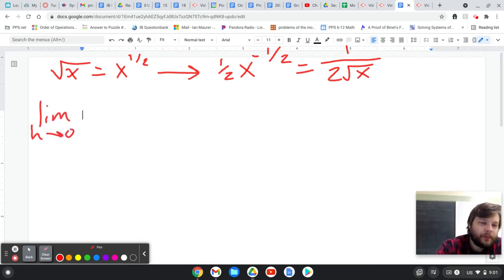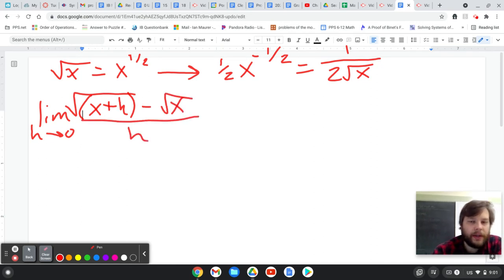So we have the limit as h approaches 0 of square root of x plus h, minus square root of x, over h. And the key thing here is wishful thinking, noticing that we want to have two square roots of x in the denominator. And so in order to do that, I'm going to multiply by square root of x plus h plus square root of x.